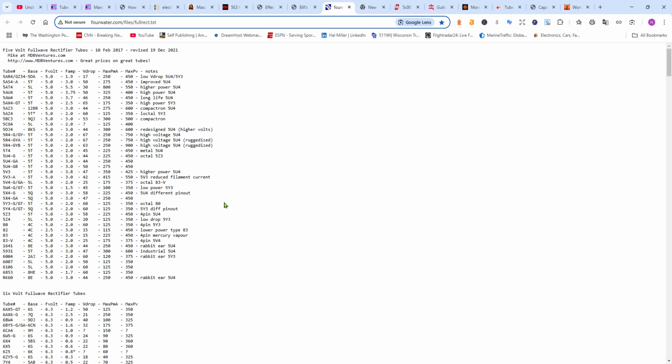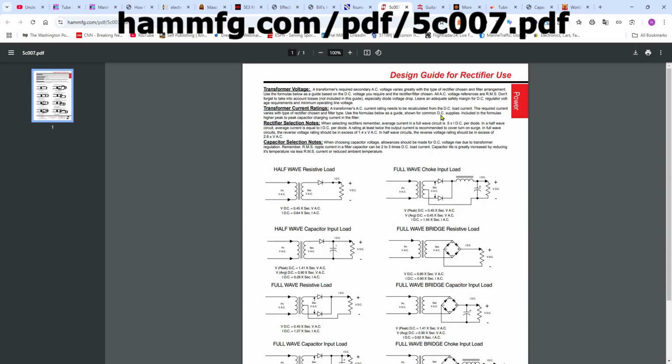And I refer to this chart a lot when I find old tubes and stuff. What does this rectifier do? And how much amperage does it draw, and how many volts does it drop, and how much power does it put out? So there's notes on all this stuff off to the side, and it is a great little resource, and it's just one of those things I keep a bookmark of. It's fantastic to have.